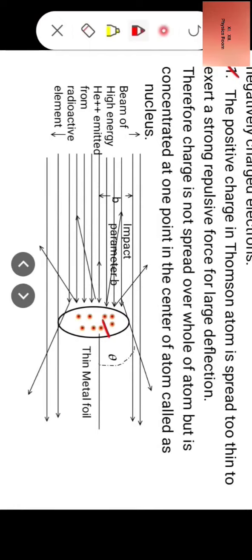So what was the conclusion made? The positive charge in Thomson atom is spread too thin to exert a strong repulsive force for large deflection. Therefore, he concluded that the charge is not spread over the whole of the atom as in the Thomson model, but is concentrated at one part in the center of the atom, which he called the nucleus.